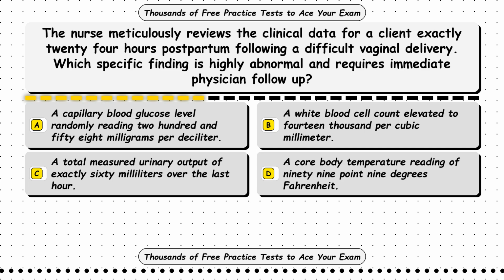Option A. A capillary blood glucose level randomly reading 258 mg per deciliter. Option B. A white blood cell count elevated to 14,000 per cubic millimeter. Option C. A total measured urinary output of exactly 60 milliliters over the last hour. Option D. A core body temperature reading of 99.9 degrees Fahrenheit.